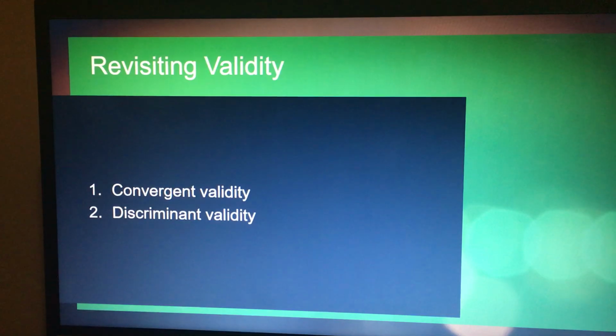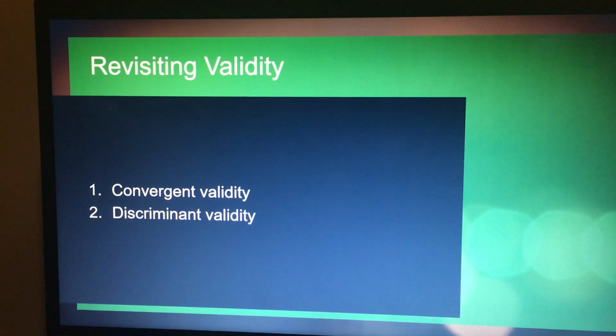indicating that they are measuring the same underlying concept. So here's an example. If a new test for anxiety correlates strongly with established anxiety measures, that would suggest good convergent validity. This means that the new test is likely measuring anxiety accurately because it aligns well with other tests that are already known to measure anxiety.